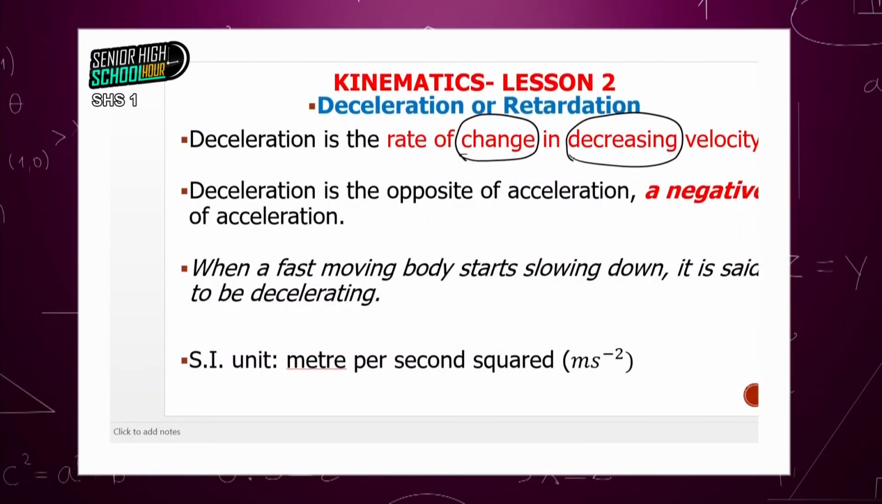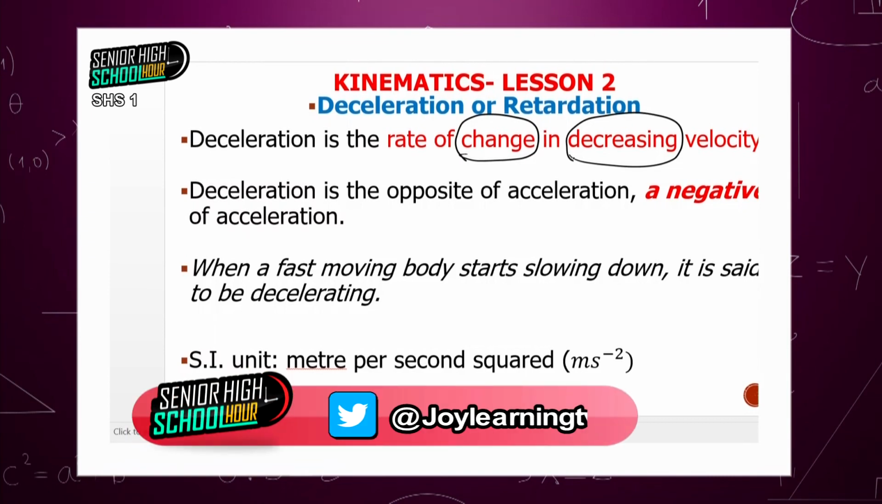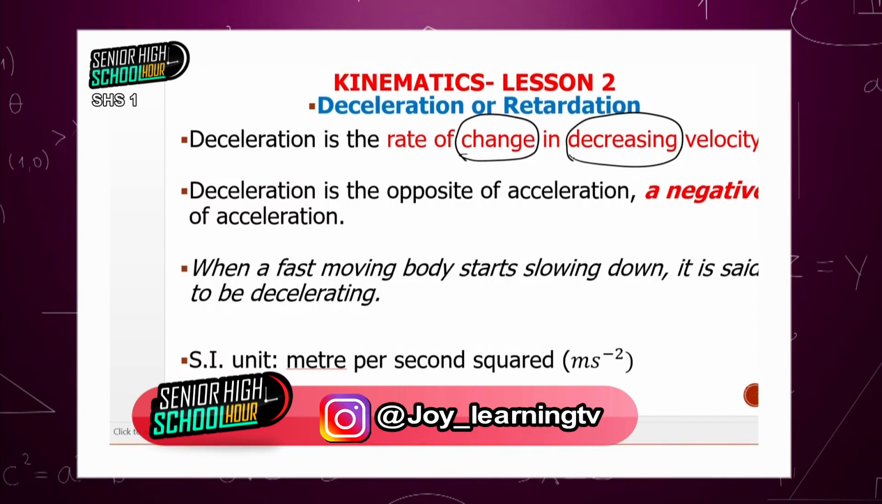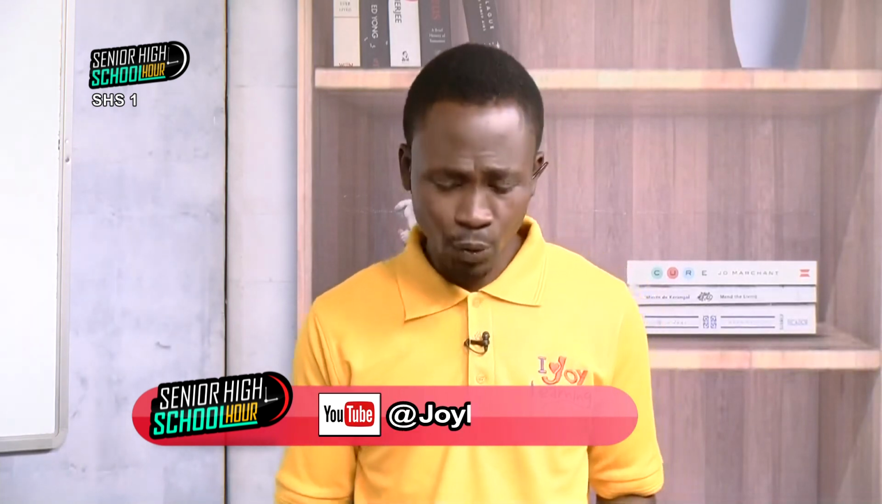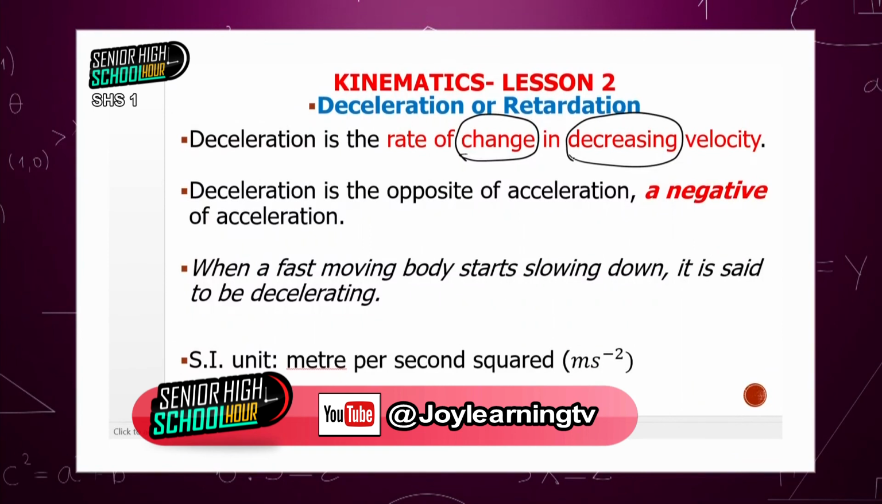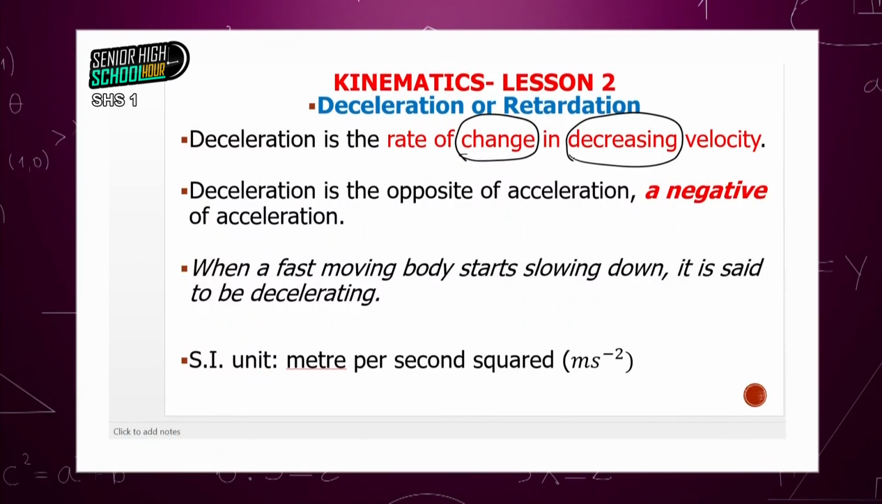So when you are supposed to work out some calculations, and you are told that a vehicle or a body is decelerating at a particular value, that value given to you should be negated as you work, because a deceleration is a negative acceleration. Take note of that. And in this case too, the SI unit for deceleration will still be meter per second squared.